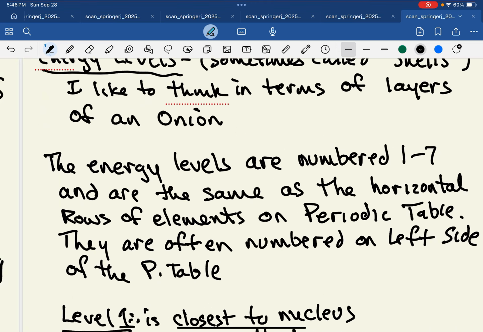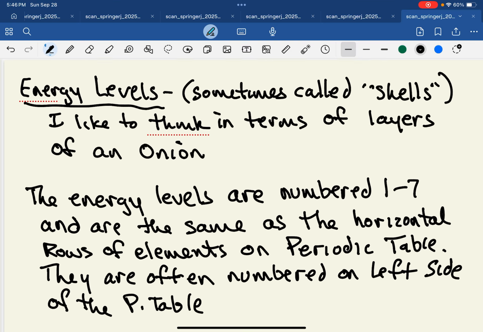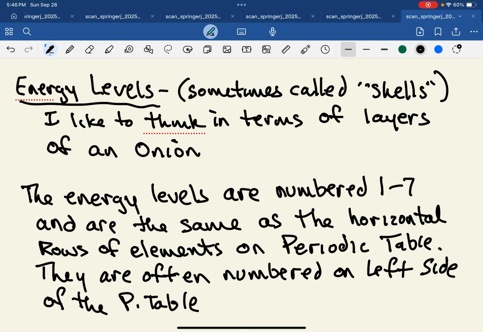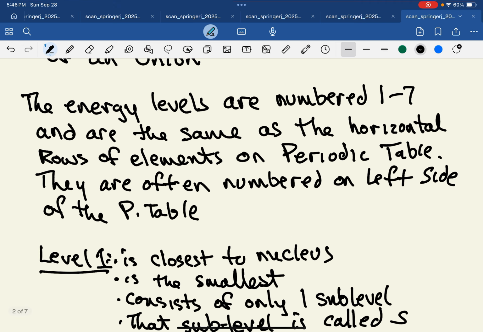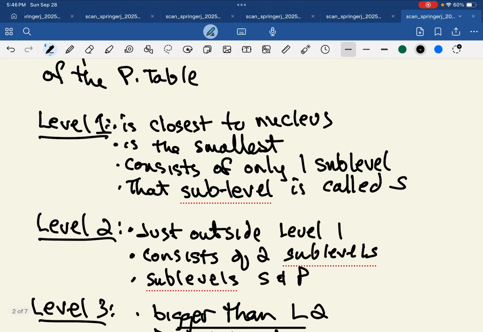So, moving right along. Energy levels, that's the first step we want to look at, and those are sometimes called shells. I like to think in terms of layers of an onion. The energy levels are numbered 1 through 7, and those are the same as the horizontal rows of elements on the periodic table. They're often numbered on the left side of the periodic table. At least ours are there. Now, it does get a little bit overlappy and confusing at times, but just stick with the program and you'll be fine. Level 1 is the level closest to the nucleus.